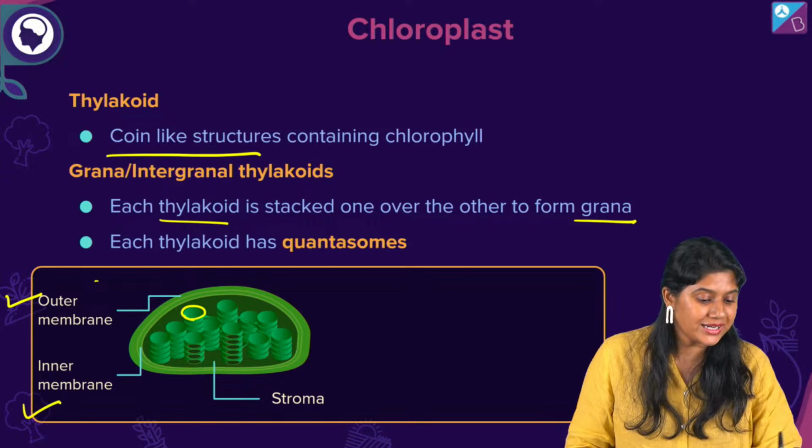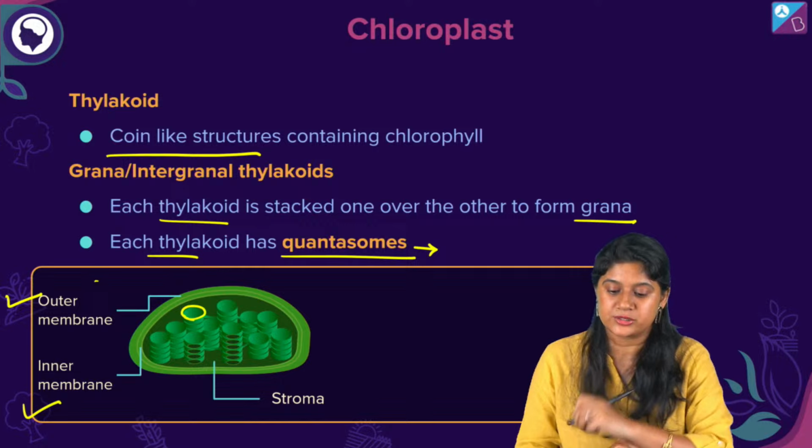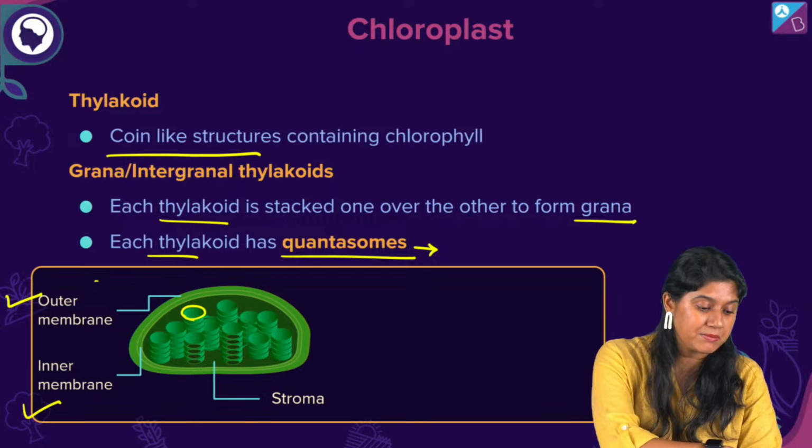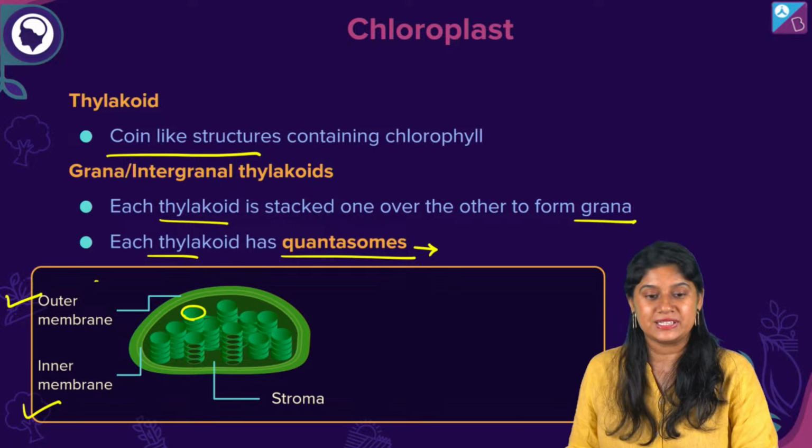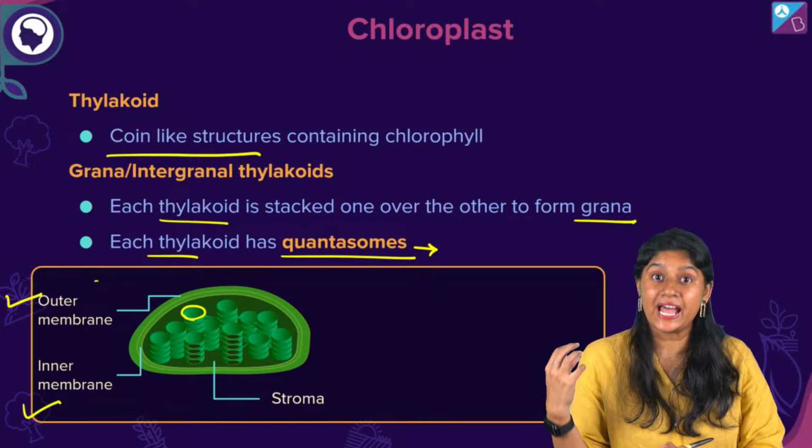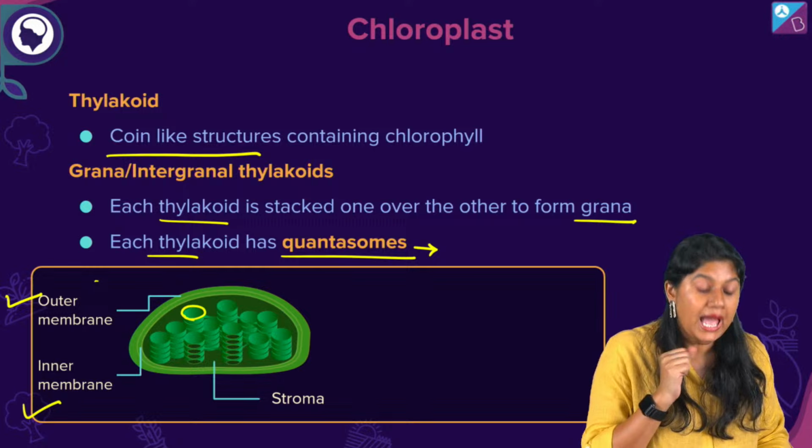And each thylakoid has the quantosome. Now, what are these? These are particles that are found in the thylakoid membrane especially, right? And of course, they play a very important role in photosynthesis. Easy peasy, right everyone? Very good. So inside the thylakoids we have chlorophyll. Remember this, everyone. And the reactions that we will be discussing now are happening here.